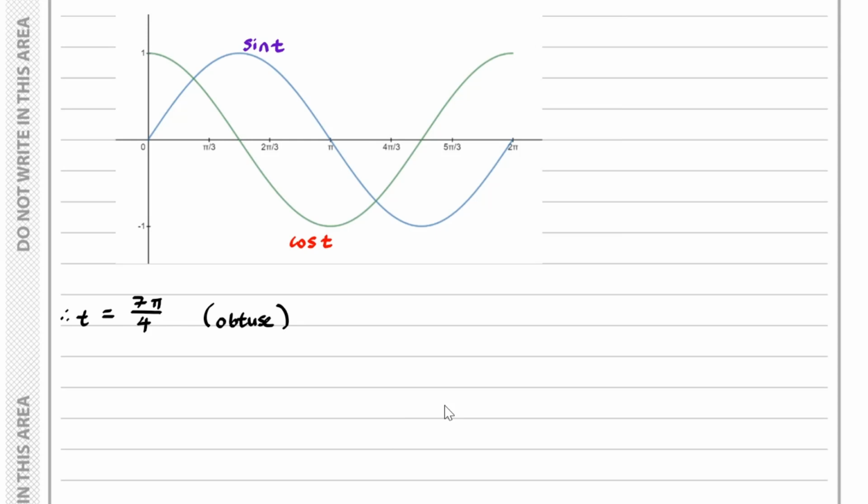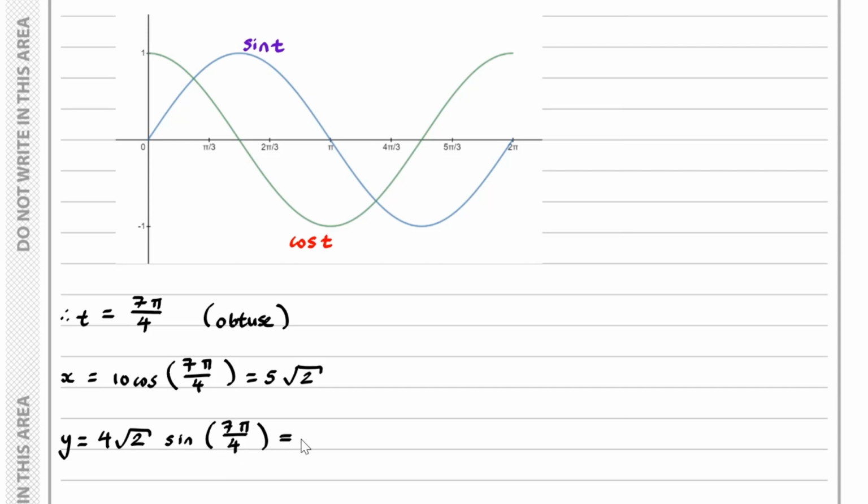So substituting into x and y, we see that x is equal to 10 times the cosine of t, so we have 10 times the cosine of 7 pi over 4, which is 5 root 2, and we see that y is equal to 4 root 2 times the sine of 7 pi over 4, and if you work that out, we get minus 4. And therefore, the coordinates of S are given by (5 root 2, minus 4).